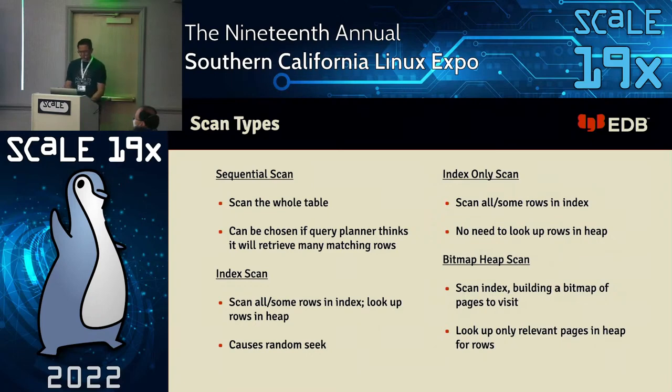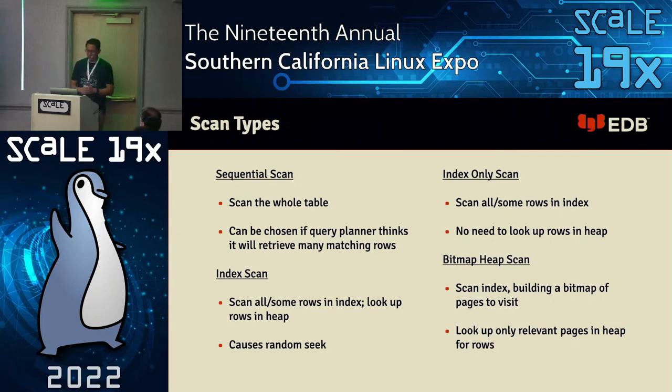Okay, so just a summary of all the scan types we went over. There are sequential scans: you scan the whole table. You're going to choose it because you're going to retrieve most of the table. Index scan: you scan the index and then look up the rows on the disk. That causes a random seek, so you want to tune and be aware of that. Index only scan only reads the rows in the index and doesn't touch the disk.